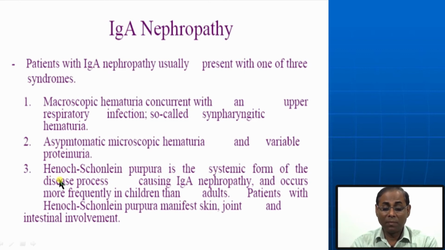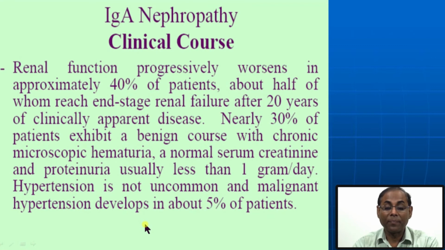Sometimes it has a systemic manifestation of Henoch-Schönlein purpura, which occurs most frequently in children rather than adults. Patients with Henoch-Schönlein purpura manifest with skin, joint and intestinal involvement. So it has become a systemic disease associated with IgA.